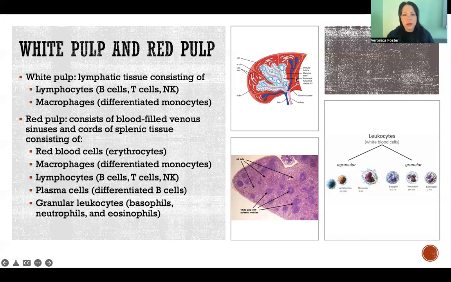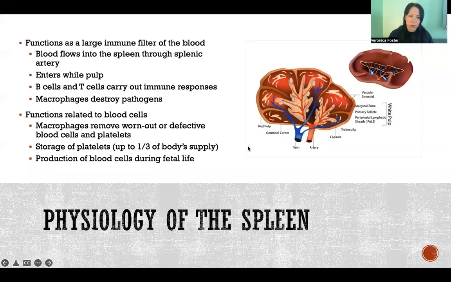So essentially, the blood comes in, it goes through the white pulp. So it's basically going through this big immune filter to clean out any pathogens or old debris or things that we need to clean out. And then it goes to the red pulp. So let's talk about the function. Like I just said, blood flows into the spleen. It goes through the splenic artery and goes right into the white pulp where our B cells and T cells are able to carry out immune responses against whatever pathogen might be in the blood.